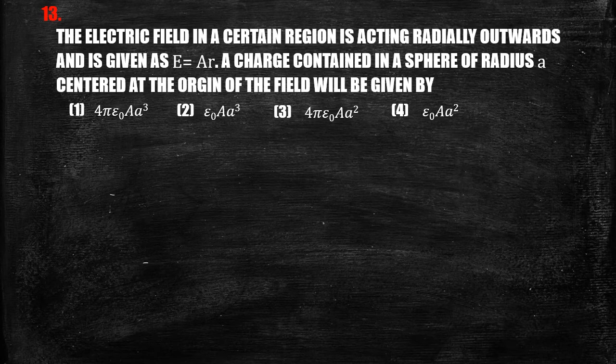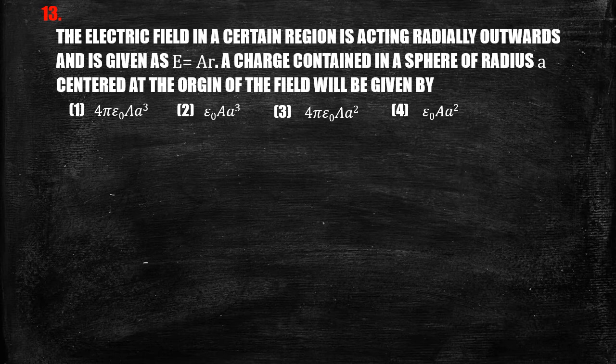Question number 13. The electric field in a certain region is acting radially outwards and is given as E equals A R. A charge contained in a sphere of radius a centered at the origin of the field will be given by: 4 pi epsilon 0 capital A small a cube, epsilon 0 capital A small a cube, 4 pi epsilon 0 capital A into small a square, epsilon 0 capital A into small a squared.